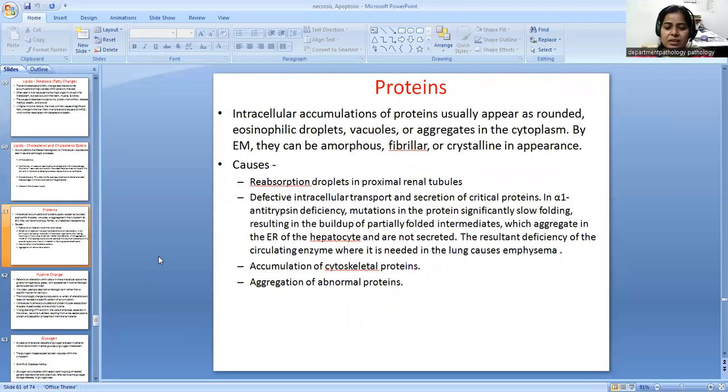Proteins. Intracellular accumulations of proteins usually appear as rounded eosinophilic droplets, vacuoles, or aggregates in the cytoplasm. By electron microscopy, they are amorphous, fibrillar, or crystalline in appearance. Causes: reabsorption droplets, or defective intracellular transport and secretion of critical proteins, such as in emphysema. Accumulation of cytoskeletal proteins or aggregation of abnormal proteins.